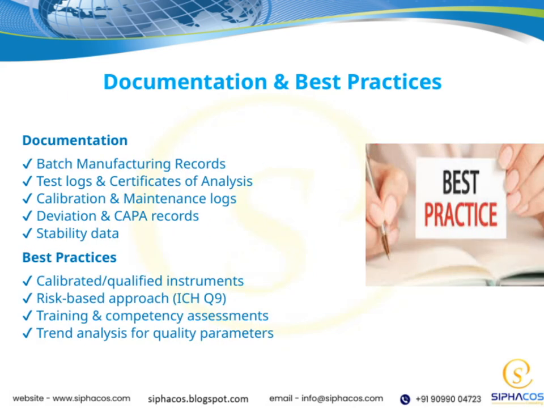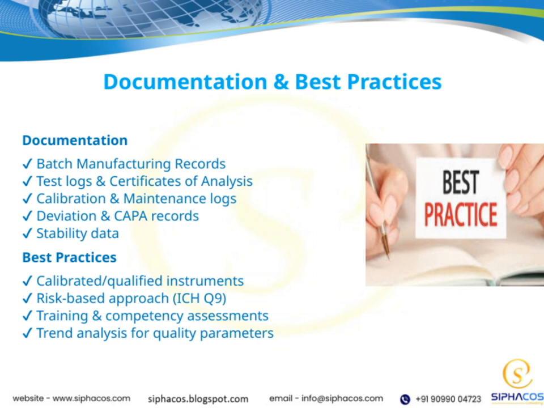Let's now focus on documentation and best practices. When it comes to documentation, it's crucial to keep detailed records such as batch manufacturing records, which document each production run. Test logs and certificates of analysis are essential for verifying product quality. Calibration and maintenance logs help ensure equipment stays in proper working order, reducing variability. Deviations and CAPA records are vital for tracking issues and corrective actions, while stability data supports shelf life determinations.